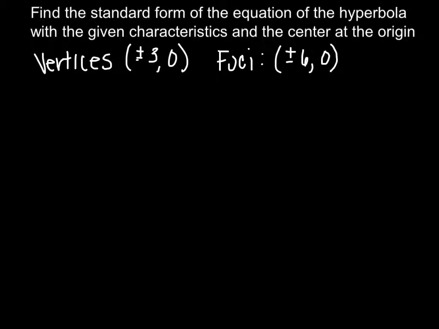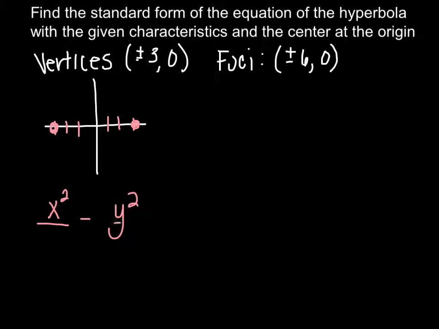Find the standard form of the equation of the hyperbola with the given characteristics and the center at the origin. So let's go ahead and draw some of this out to help us. If the vertices are at (3, 0) and (-3, 0), I can state that my x squared will come first. Now I just have to figure out what the other parts are.